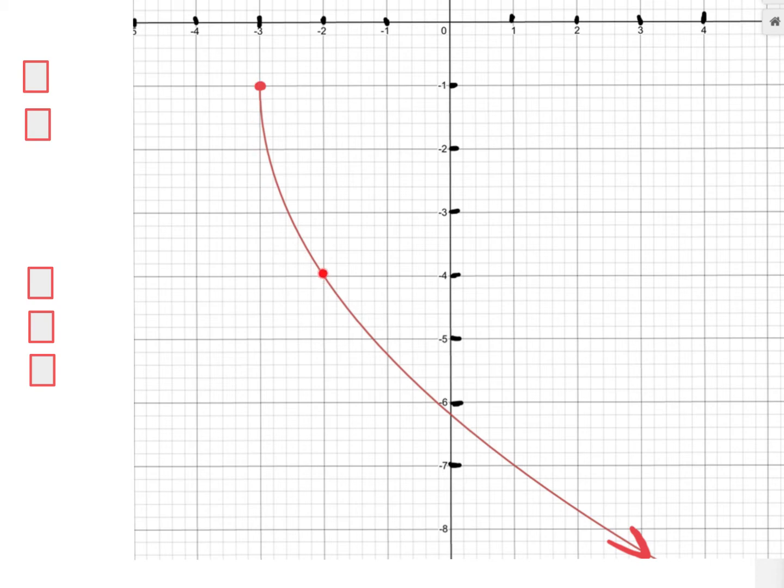This must mean that the a value is negative 3. Again, because it went down 1 unit, 2 units, 3 units before going over to this next nice point. So that means that the a value is negative 3.